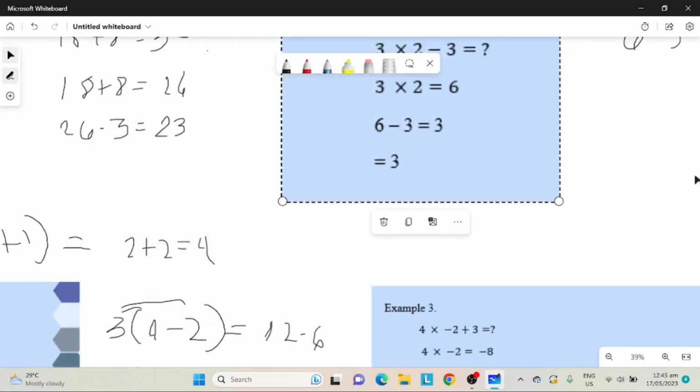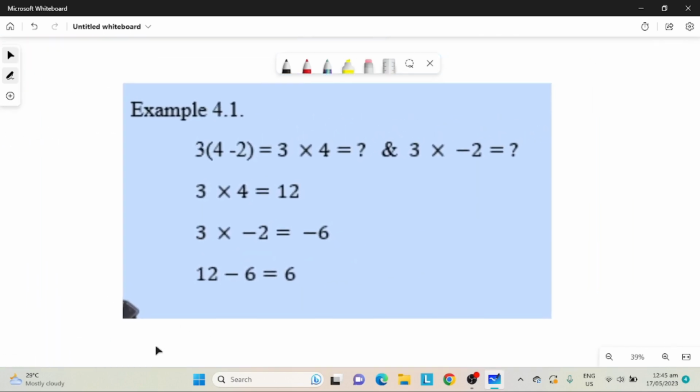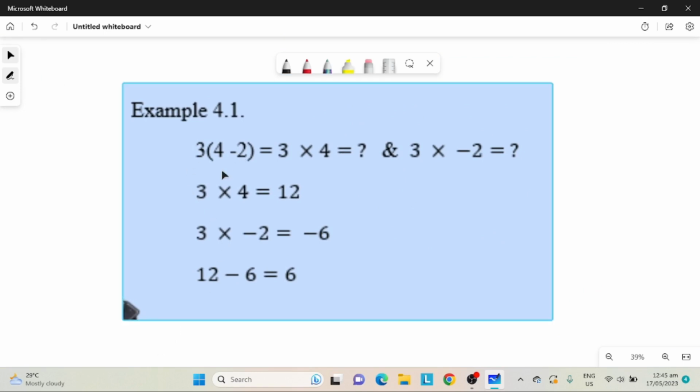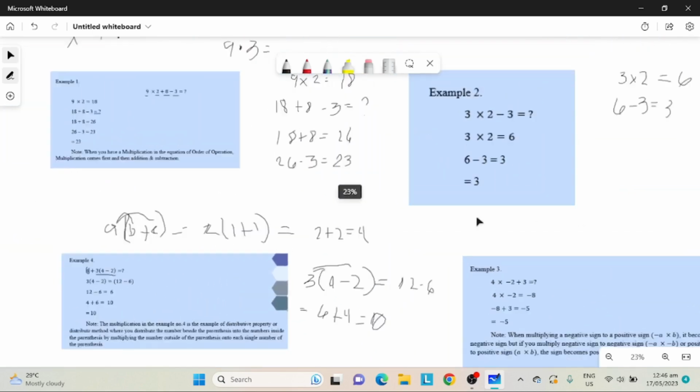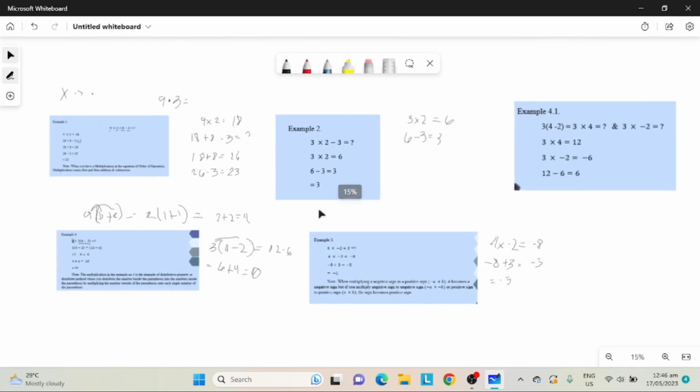Now I have here example 4.1, which is the same as earlier. This is just like a derived formula or derived method: 3 times 4 is equal to blank, then 3 times negative 2 is equal to blank. 3 times 4 is equal to 12, and then 3 times negative 2 is equal to negative 6, 12 minus 6 is equal to 6. And that's all for the multiplication of the order of operations.